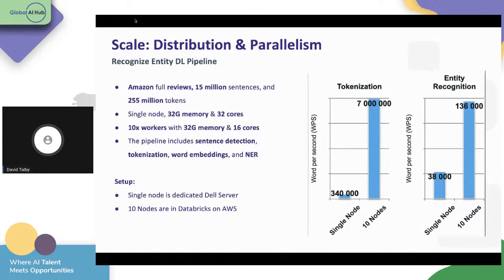Know that on a single node, 340,000 words per second is low. On name entity recognition, we get a really nice speed up, from 38,000 words per second to 136,000. But it's sublinear, so it's less than a 10x growth, because the entity recognition is a heavy deep learning algorithm. So basically what I'm saying is, depending on your own use case and your own pipeline, you'll need to run the test and see how scaling works for you.